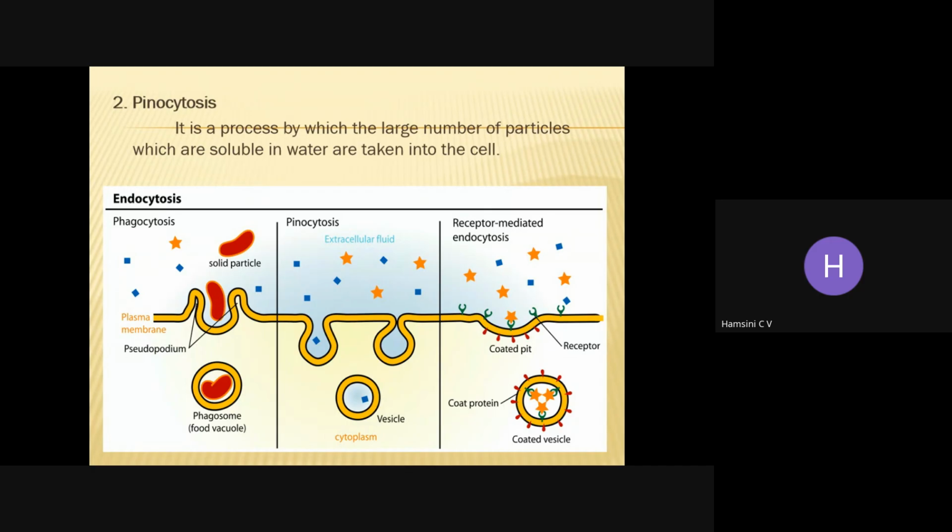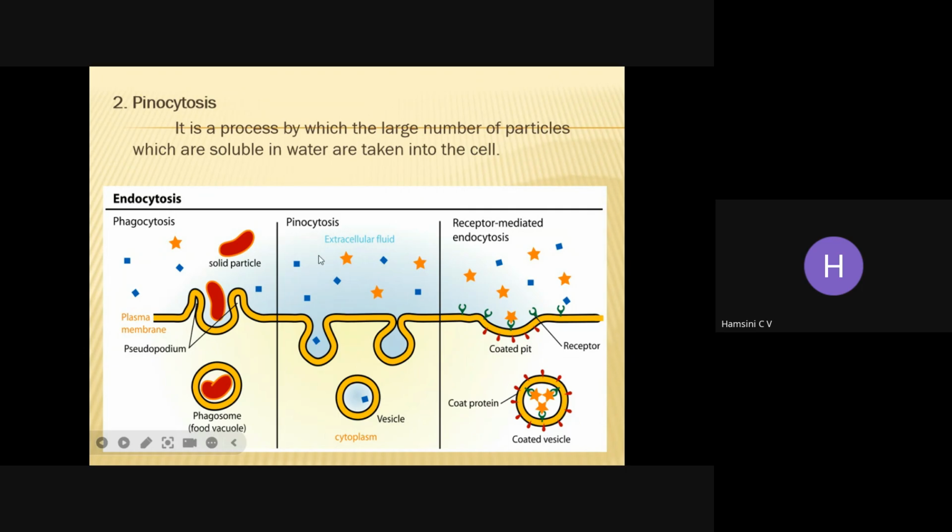So next is pinocytosis. Pinocytosis is a process by which a large number of particles which are soluble in water are taken into the cell. This substance which you can see is soluble in water, meaning the fluid content we are talking about. That fluid content is taken inside the cell by the formation of this vesicle. So this process of engulfing or intake of the liquid particles, partially soluble particles, we call pinocytosis.